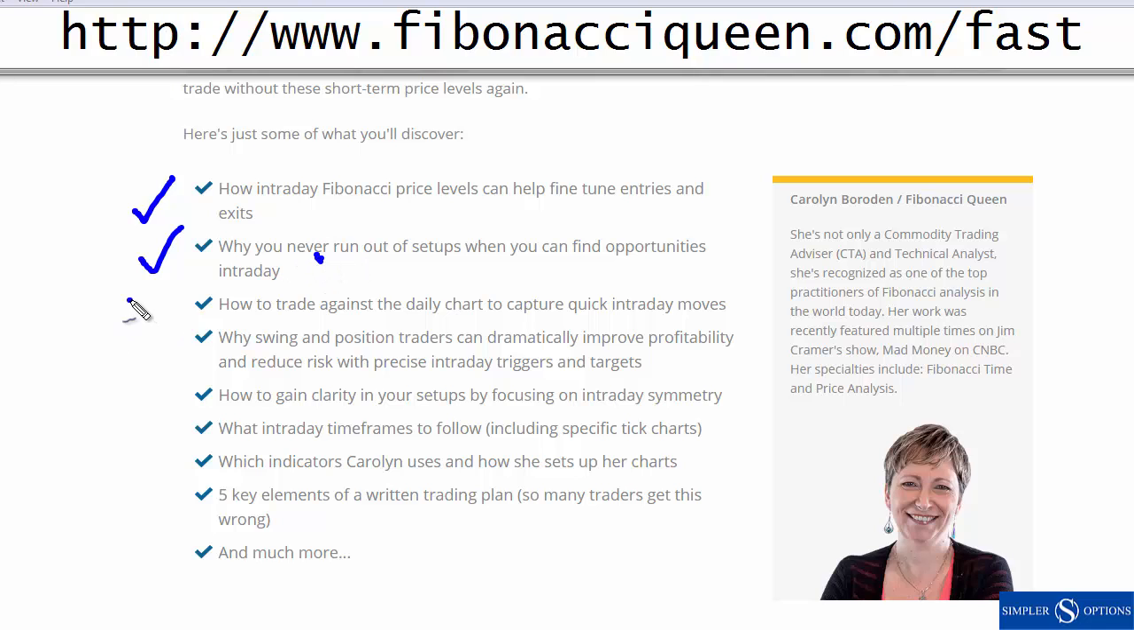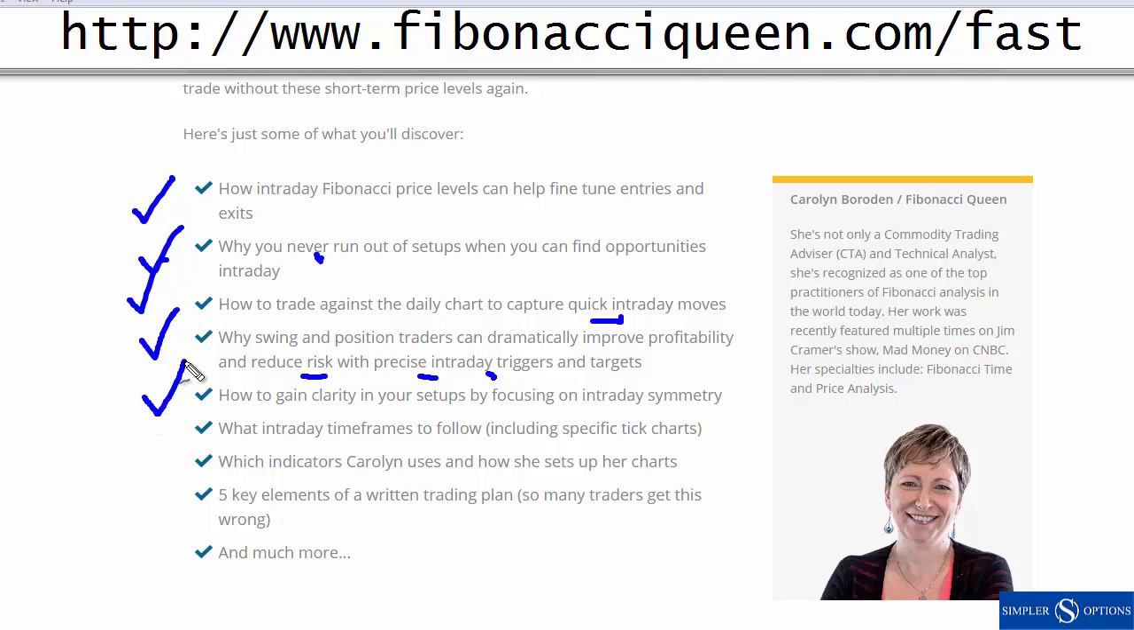How to trade against the daily charts and capture quick intraday moves. Why swing and position traders can dramatically improve profitability and reduce risk with precise intraday triggers and targets. And that's a good example of that. You may have some kind of a weekly setup, but you can actually drill down with these levels on an intraday chart to get more precise entries, meaning you can use smaller stops.